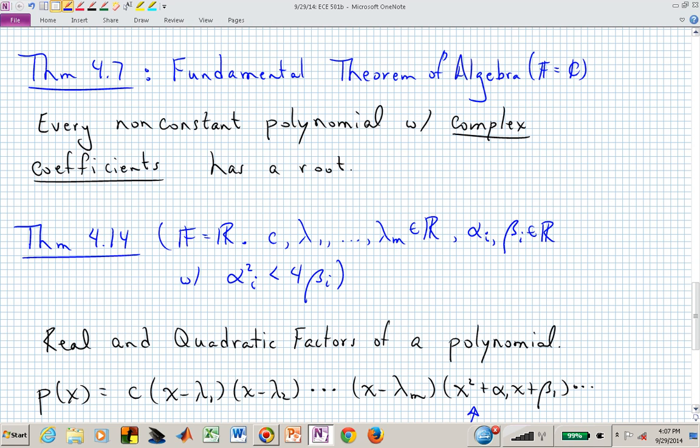Meaning once you get up to something other than a constant, z plus alpha, that has a root, where you're allowing z and alpha to range over the complex number field, or the field of complex numbers. That's not true if you restrict the field to be real numbers, which is Theorem 4.14.